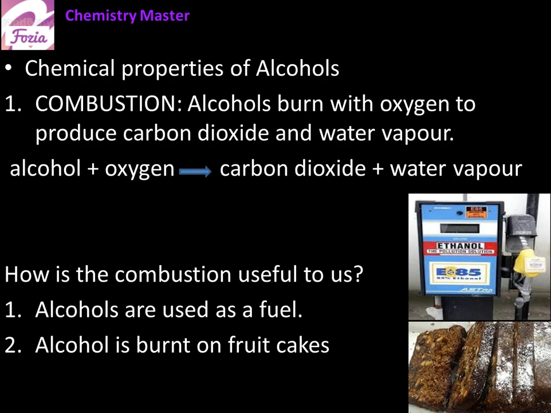Now we'll discuss the chemical properties. First we discuss the combustion reaction. As I explained to you twice or thrice, a combustion is a chemical reaction in which a substance burns with oxygen to give carbon dioxide and water vapor. And the main interest of this reaction is that it produces heat or energy.